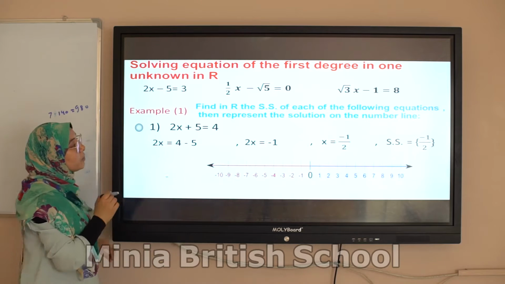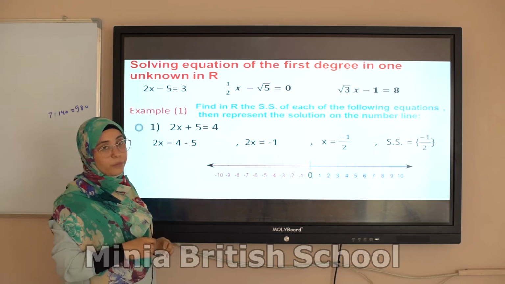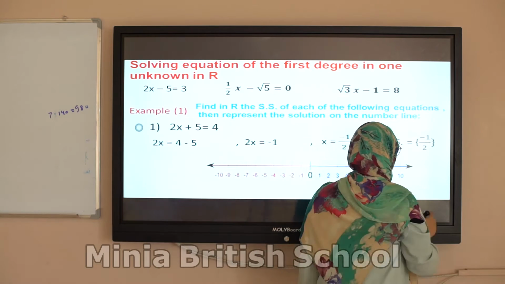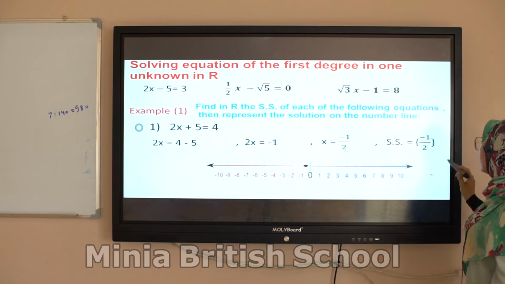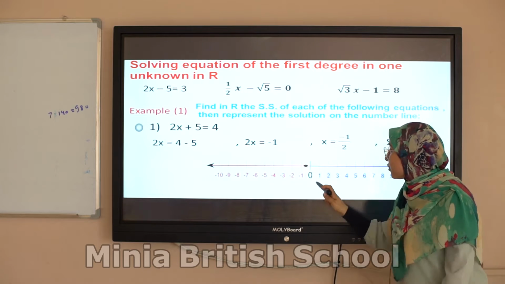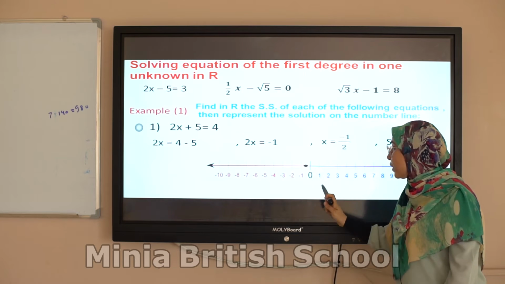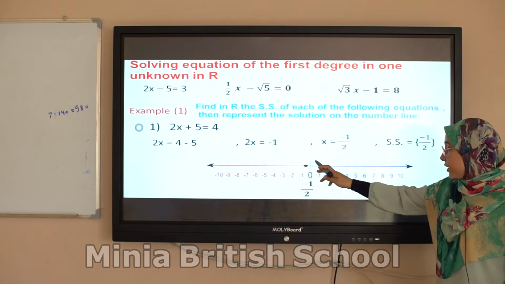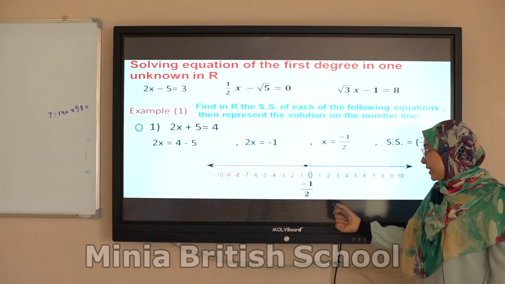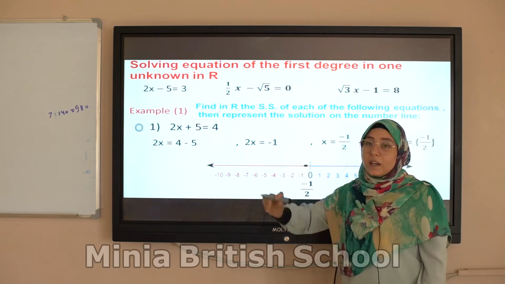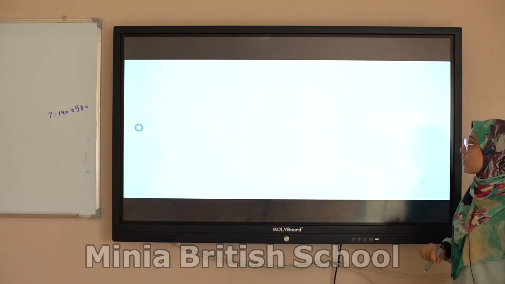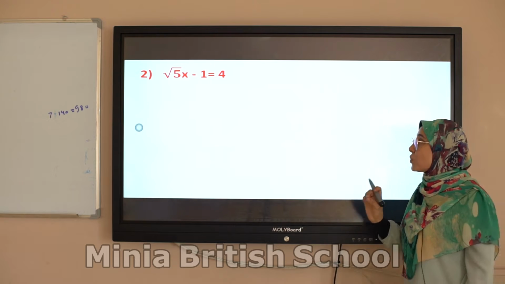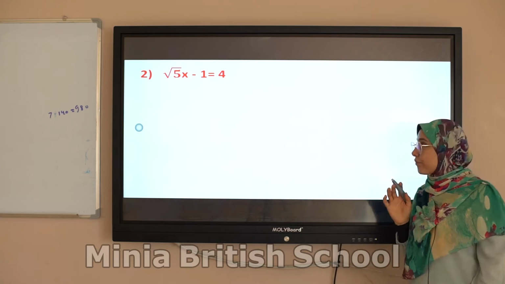Now we need to represent the solution on the number line. Here on the number line I will put a point on negative half, the middle distance between 0 and negative 1, okay? So this point represents negative half, the solution set of this equation. The second exercise here: root 5x minus 1 equals 4.